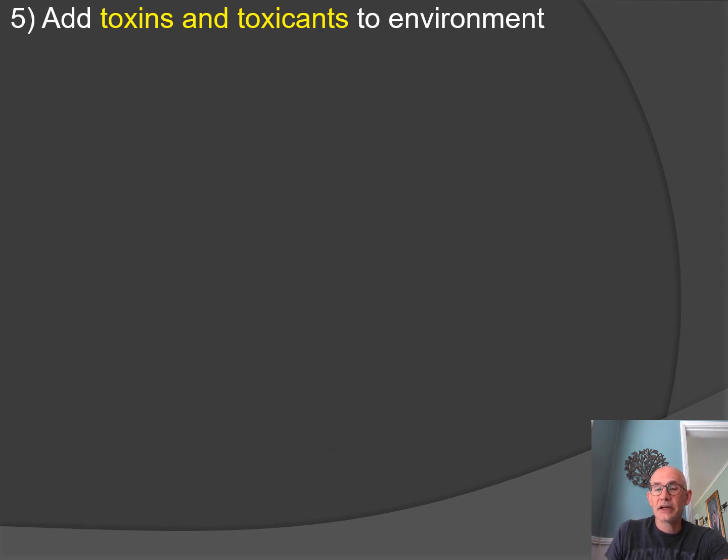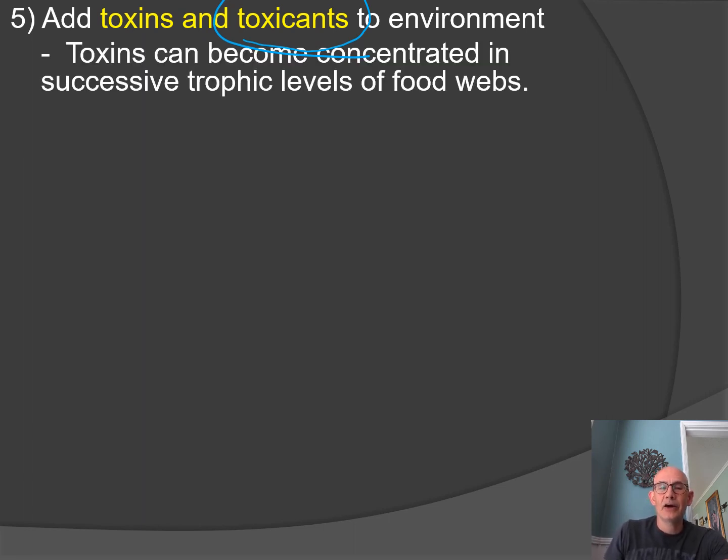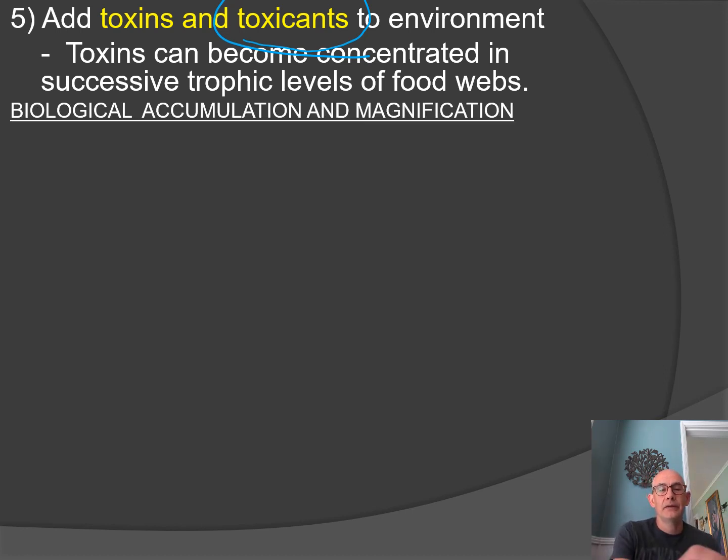As we produce lots of chemicals through industry and whatever, we produce lots of toxicants. Toxicants are man-made poisons. Toxins are naturally made poisons. And the problem with these is they can kill stuff. But as they are introduced into the environment, they can start to become absorbed by plants and animals and then move up through the food chain. And as they move up through the food chain, they can accumulate and magnify.